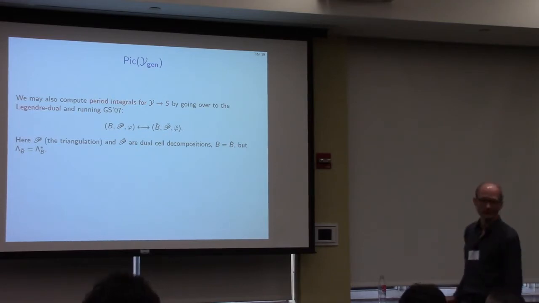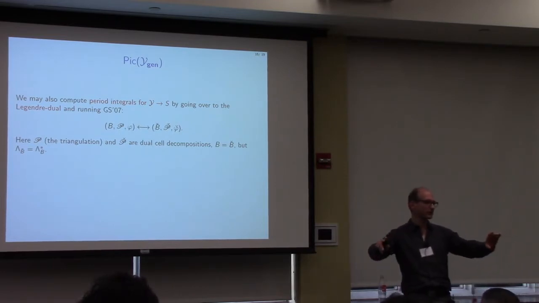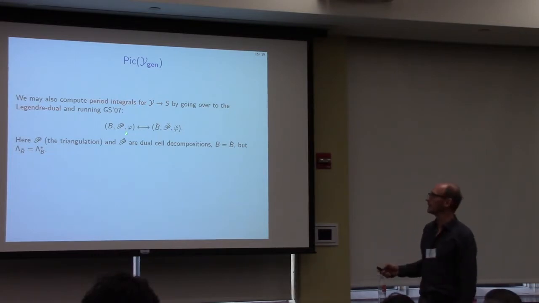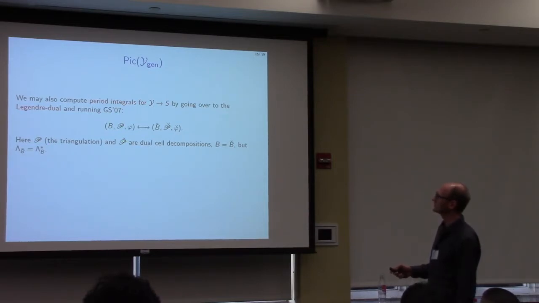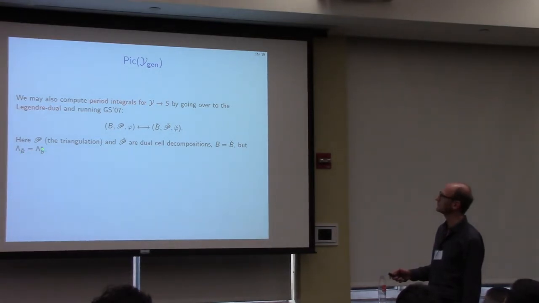So we can do period integrals on both sides now. Both the x side and the y side, I have now these kind of GS-like simple singularities. And there's a Legendre duality. The Legendre duality takes from triangulation a dual cell decomposition. The space B is the same as the dual thing, but the sheaf of tangent vectors dualizes. Okay, let's see. Lambda B check is a dual of lambda B.